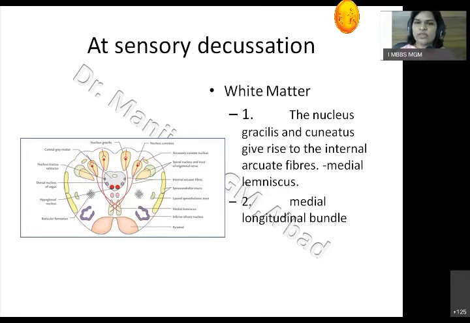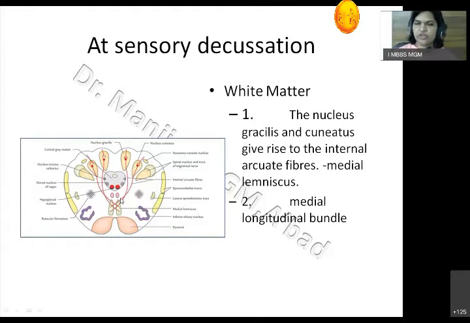Now these neurons go on the lateral side of the central gray matter, which you are able to see in the diagram, and they decussate in the center to the opposite side. These fibers which are decussating are called internal arcuate fibers. So they are going from the nucleus gracilis and nucleus cuneatus and going to decussate to the opposite side.